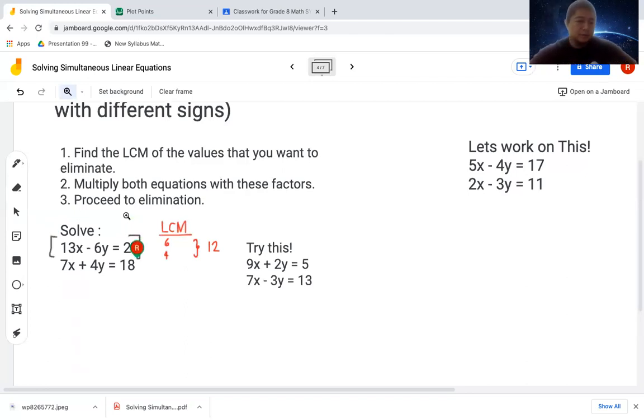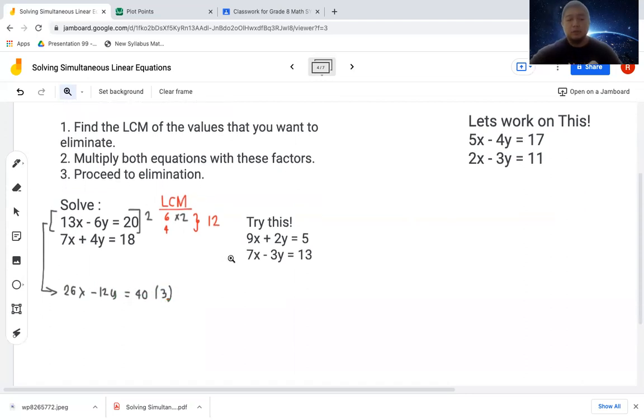So for you to convert this particular equation, if this is x and we want these two terms to have a numerical coefficient of 12, then that would mean that we have to multiply it by 2. So the whole equation will now be multiplied by 2. Okay, so this will give us another equation. So this is 12x minus 12y is equivalent now to 48. We will say that this is equation number 3 because the first two equations are equations number 1 and 2.